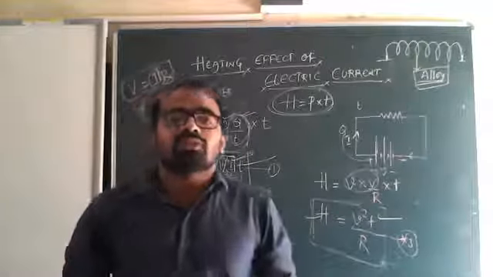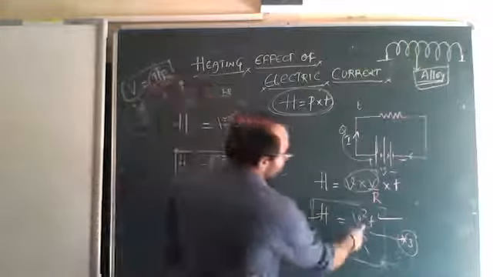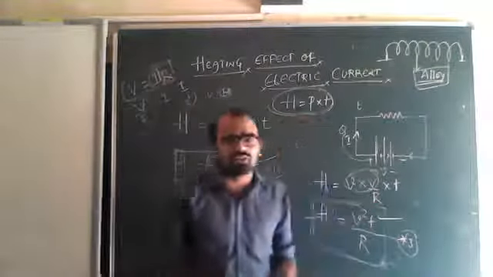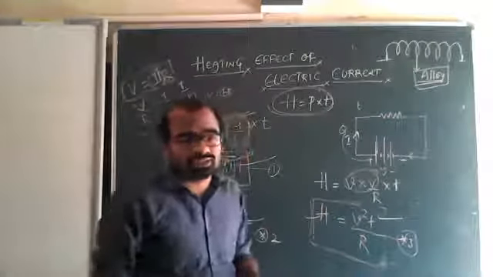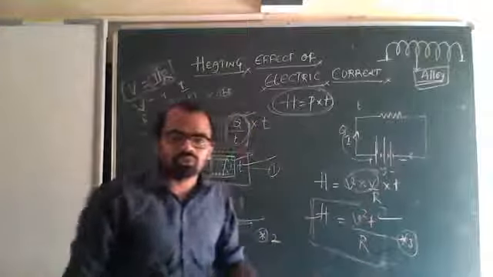See, if nothing is there, it means multiplication is there. You have to understand that. That's a basic concept. If nothing is there, it means multiplication is there. V square into T is nothing but V square T.